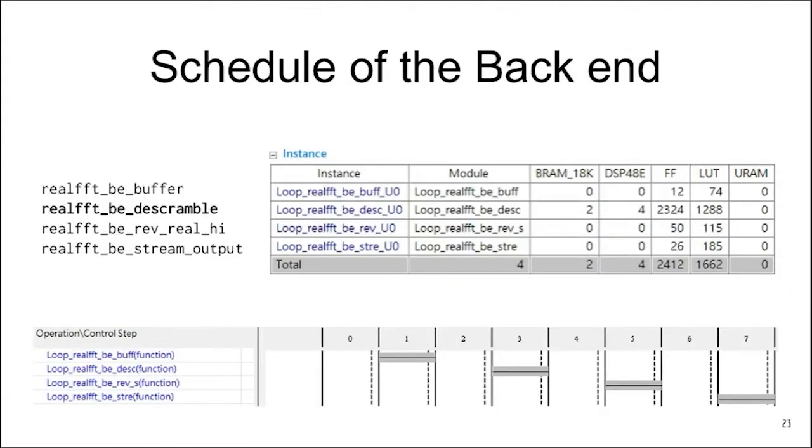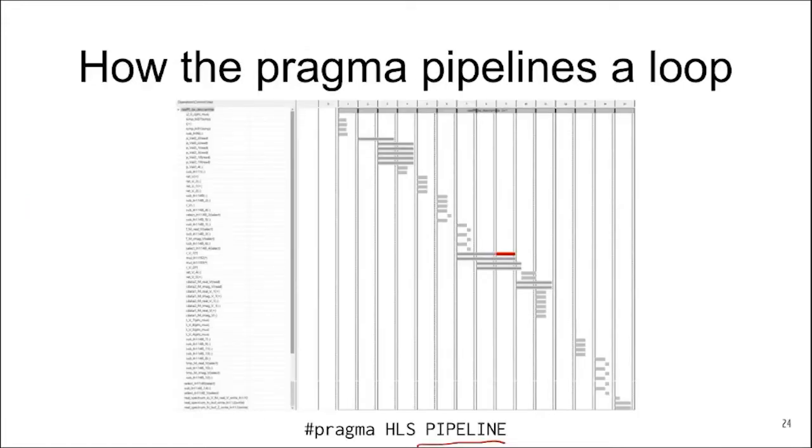Then we see in the back end, the second task, the scramble, is the bottleneck. In this loop, we use the pragma HLS pipeline but not rewind, because in this algorithm we should use a ping pong buffer here. We cannot start the next task before the previous task completes. So we can only use pipeline but not rewind here.